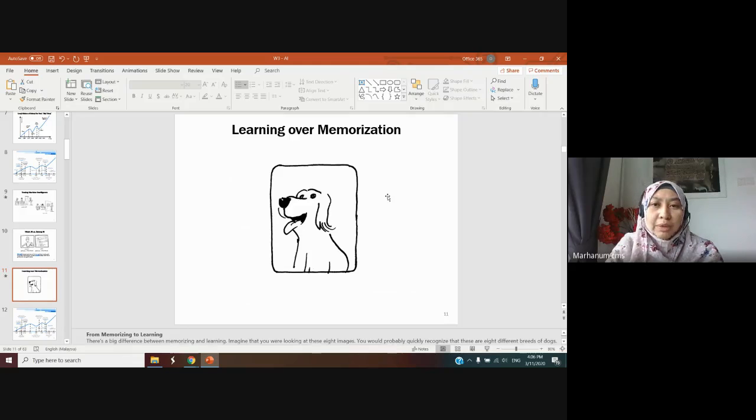Okay, now they want to make computers memorize and learn at the same time. They learn from the data. Whatever data becomes input, they actually learn and analyze the data, and then they come up with new models. They come up with new knowledge based on the data that they receive.